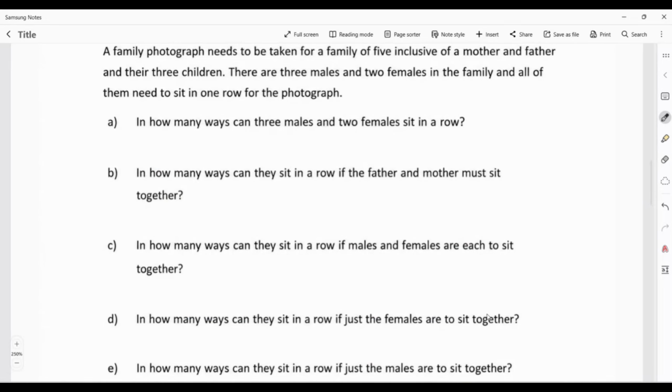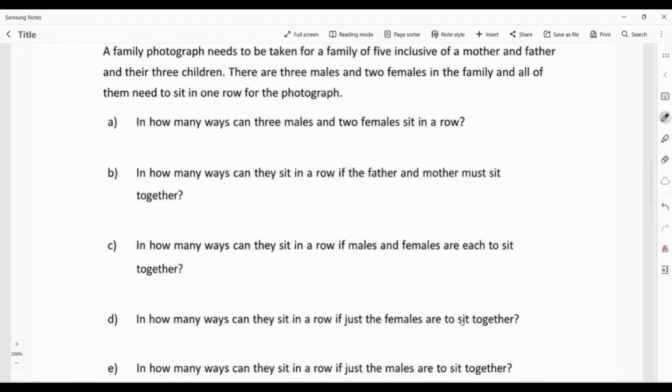So here we have a probability type of practice question. It says a family photograph needs to be taken for a family of 5, inclusive of mother and father. In total, there are 5, and there are 3 children. There are 3 males and 2 females. In those 3 males, they're including the parents. It means that there is the father and 2 sons, and then there are 2 females. It means there is 1 daughter and the mother in the family. So they need to sit in a row.